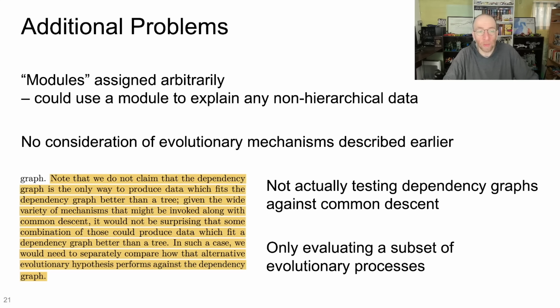So what he calls the alternative evolutionary hypothesis is just the evolutionary hypothesis, because we include all those other mechanisms when we do this stuff. So he's not actually testing dependency graphs against common descent. He's evaluating a subset of evolutionary processes, just vertical transmission of inherited traits.